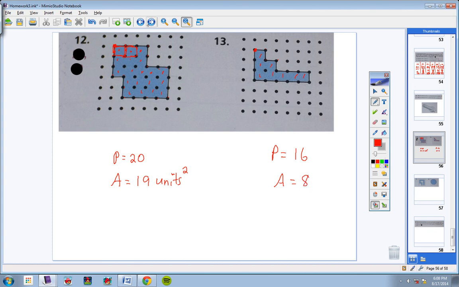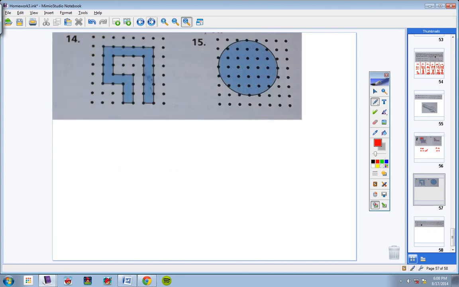All right, moving on to number 14. Starting right here, I'm going to count the distance around for the perimeter. 1, 2, 3, 4, 5, 6, 9, 10, 11, 12, 13, 14, 15, 16, 17, 18, 19, 20, 21, 22, 29, 30, 31, 32, 33, 34, 35, 36. So I'm getting a perimeter of 36.